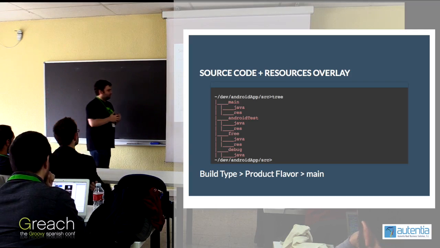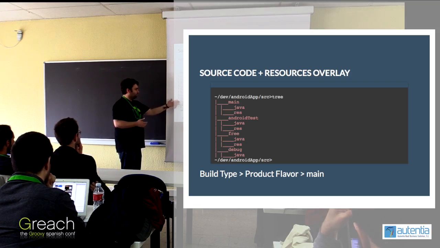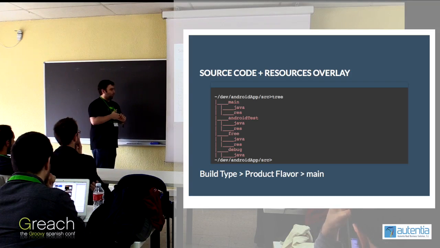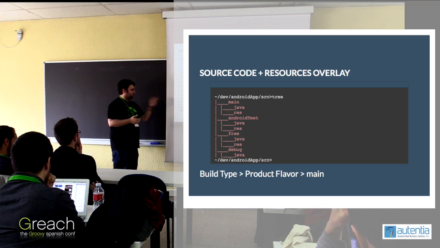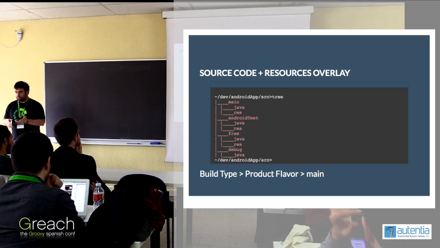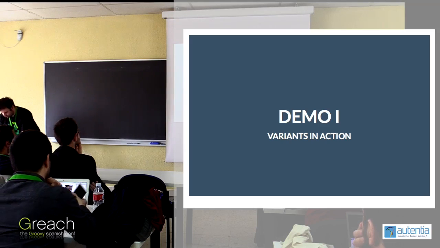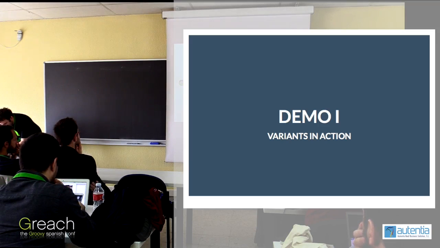Now what you have here is that you can have directories named after your product flavor. You can have product flavor specific code in Java or resources in the resource folder, or you have build type specific stuff in a directory for debug, for example, for the debug build type. Let's take a look at how that looks.